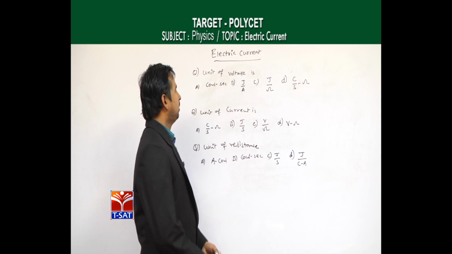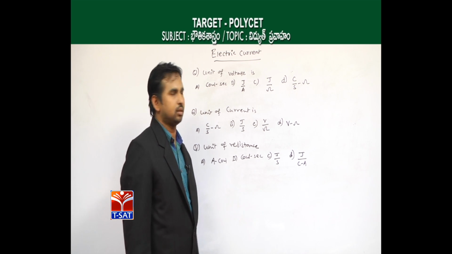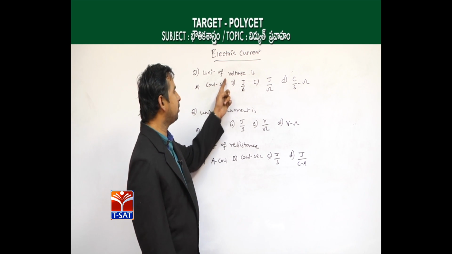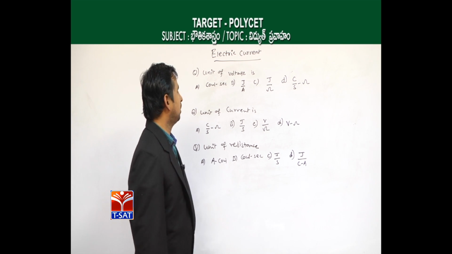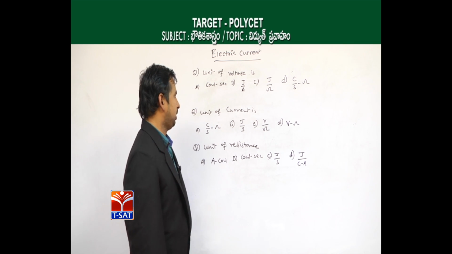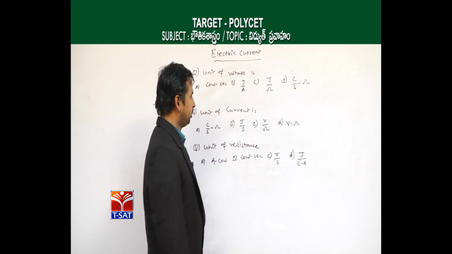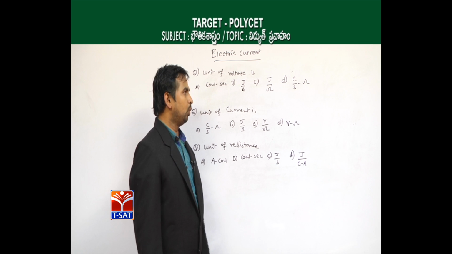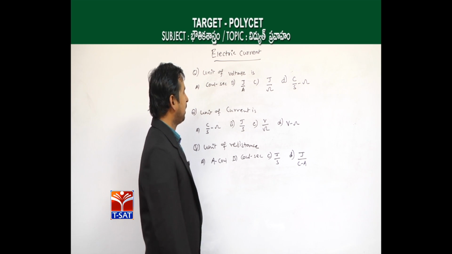Now we will see the different questions on units, how they are asking in the exam. About the units of the three different cases, we have the voltage unit, current unit and resistance unit. In the first question, the unit of voltage is, option A, coulomb second, option B, joule per ampere, option C, joule per ohm, and option D, coulomb per second and ohm.